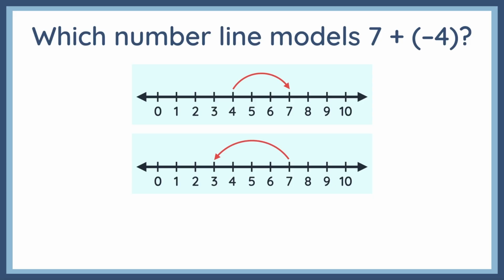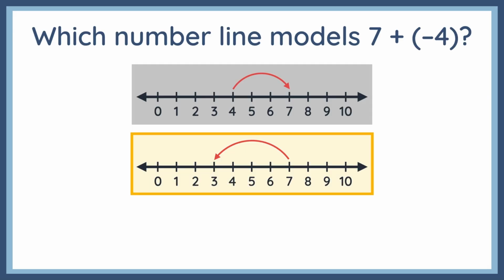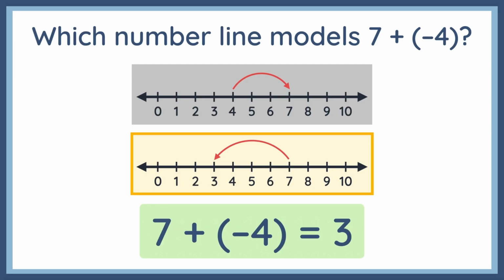Which number line models 7 plus negative 4? We know that we will start at the first addend, which is 7. Let's look at the first number line. We are starting at positive 4. That's not right. Let's look closer at the other number line. It starts at 7. Great! Then, since we are adding negative 4, we need to move 4 units to the left. This number line matches. Let's find the sum. The arrow ends at 3, so that means 7 plus negative 4 equals 3.